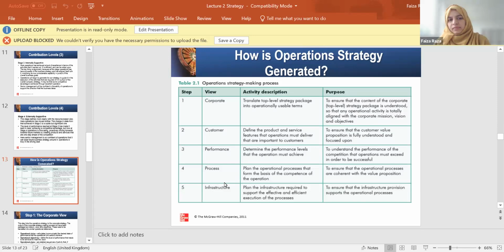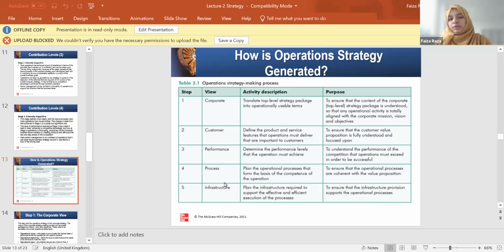In the third stage, you need to consider the performance of your product or service. The activity description is to determine the performance levels that the operation must achieve. And the purpose is to understand the performance of the competition that operations must exceed in order to be successful.